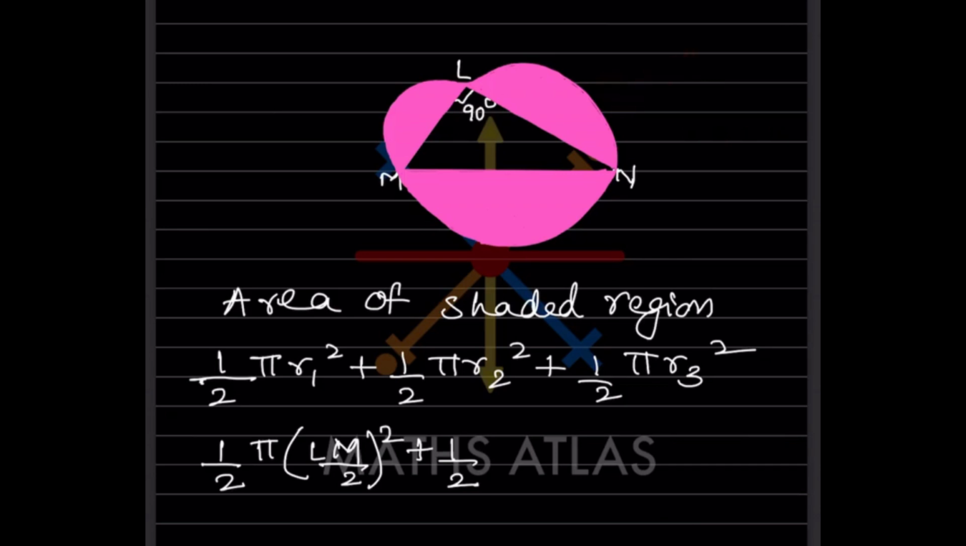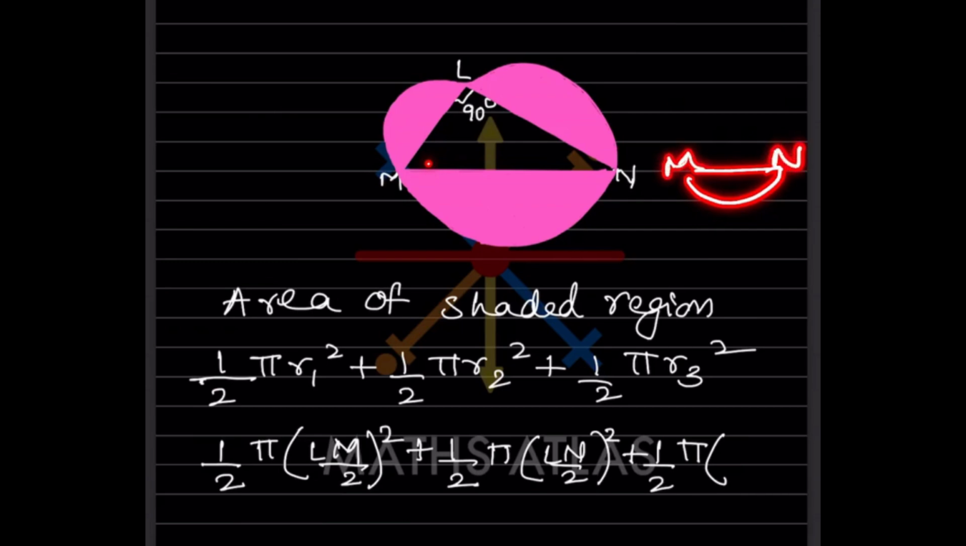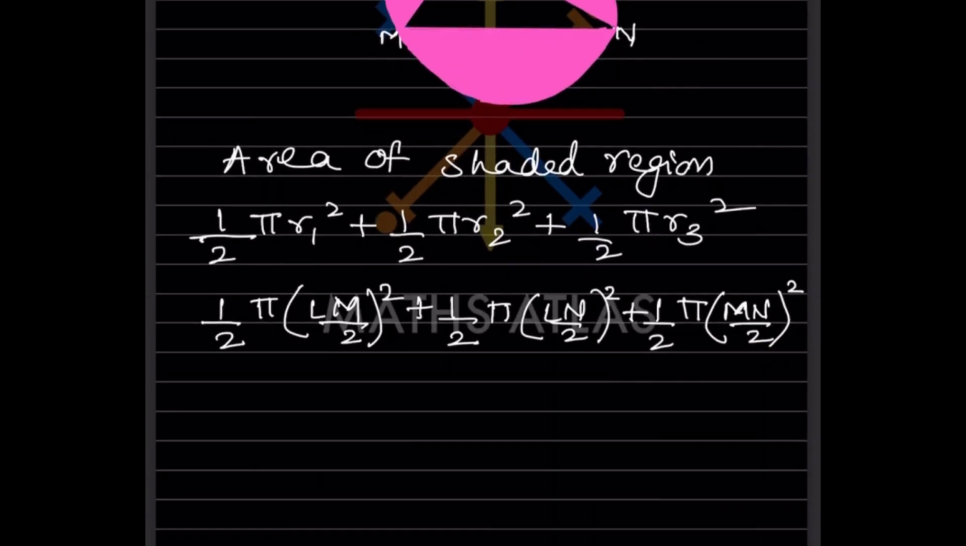this semicircle. So we are going to write here half pi, that is going to be LN by 2, square of it, plus half pi. This is the third one, this is going to be MN, this part. This is the diameter, so the radius is going to be half of it. So we'll write here MN by 2 square. Hope this step is clear to you, why we divided by 2. So now we can simplify this one.